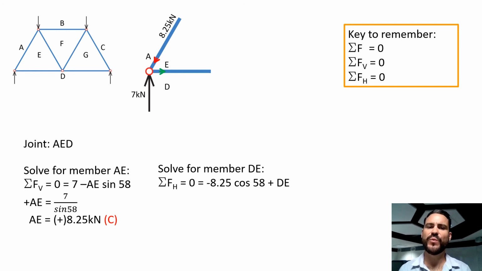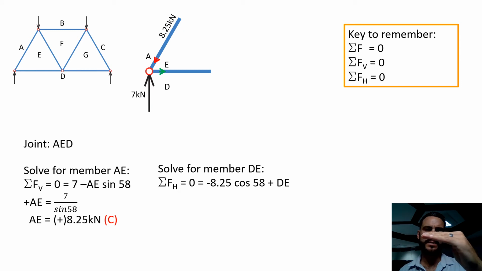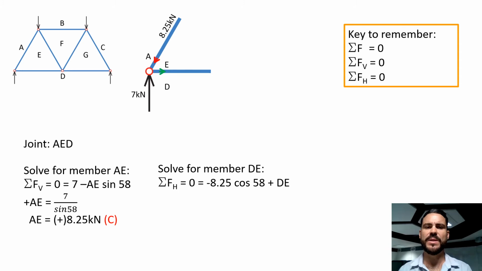We've got sum of forces horizontal equals 0. It's in equilibrium. We've got a negative 8.25 from our member AE, and remember it's negative because it's pushing in towards the left. Cos 58, because it's the horizontal component of AE that we're looking for. And we're going to add to that member DE, as a positive because it's moving the other way.